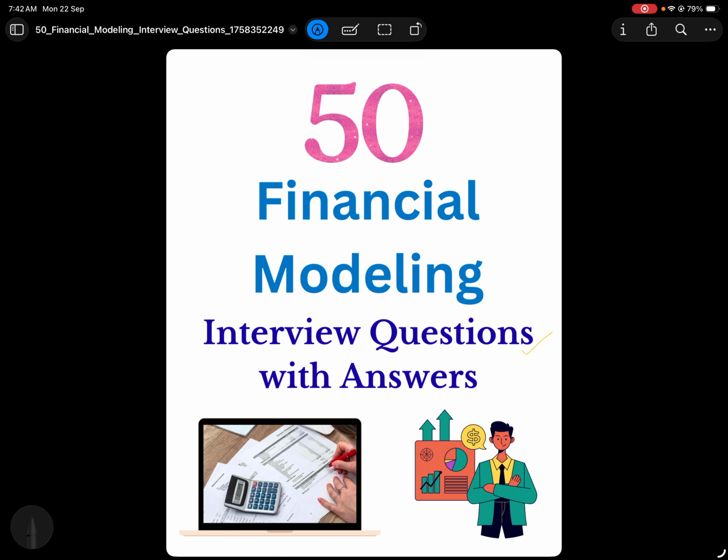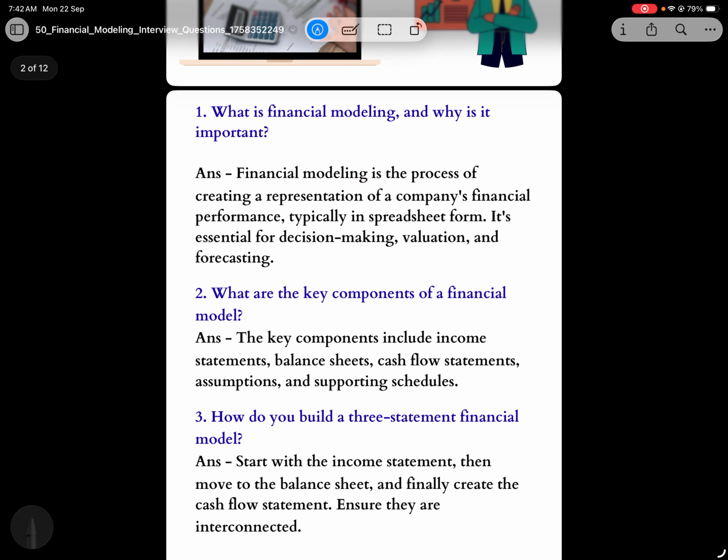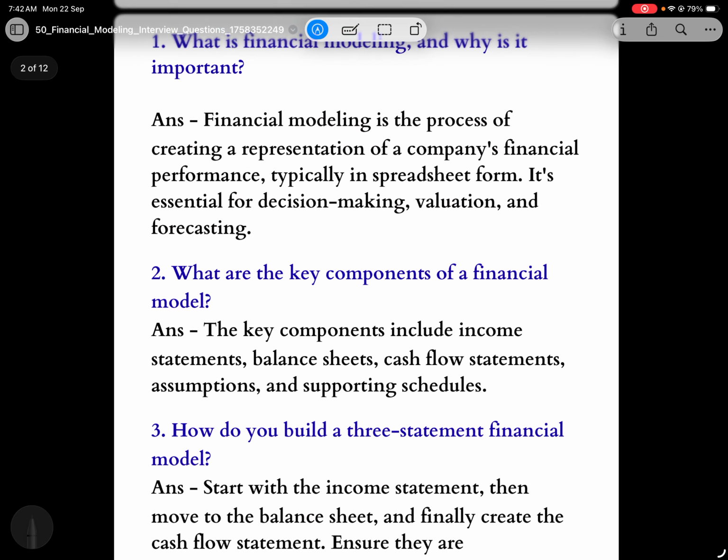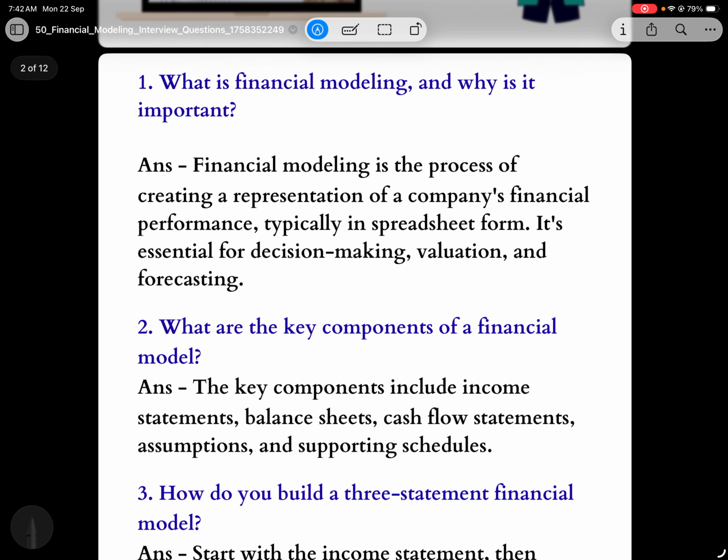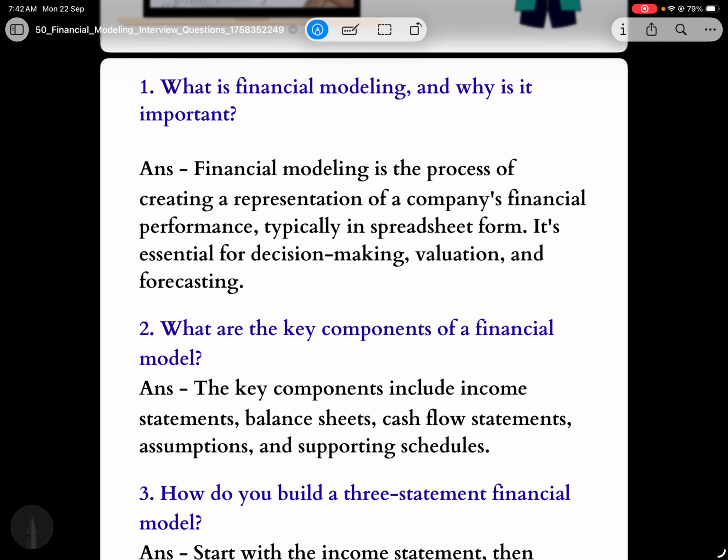Okay. So this is more about 50 financial modeling related interview questions and answers. So let's just check the 50 questions that there are. The first question is: what is financial modeling and why is it important, right? So financial modeling is basically a process of creating a representation of companies.